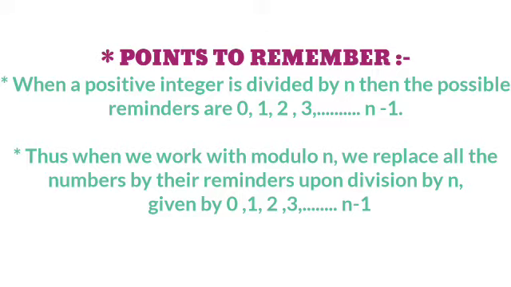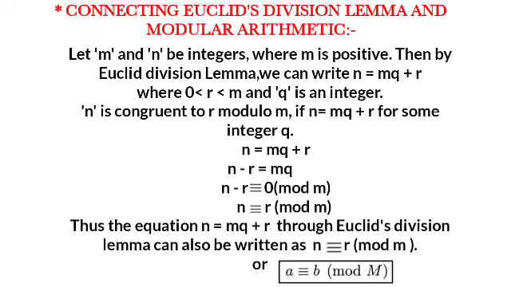Now we'll see how to connect Euclid's division lemma and modular arithmetic. We already know Euclid's division lemma. Let m and n be integers where m is positive. Then by Euclid's division lemma, we write n equals mq plus r. Here I have used m and n, whereas you will use a and b, where 0 is less than or equal to r, which is less than m, and q is some integer.